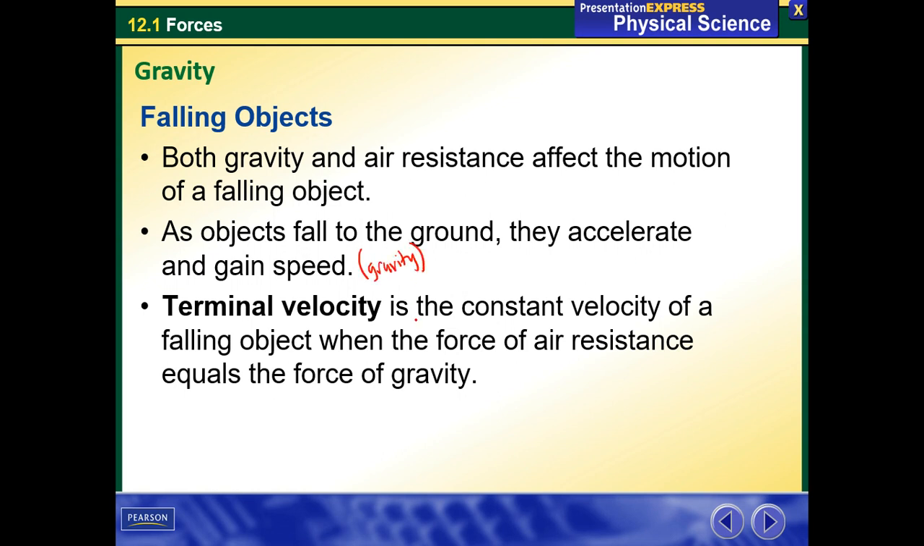However, if you remember when we went over dropping a pebble in a well, I said things cannot keep speeding up indefinitely. Eventually, they're going to reach something called terminal velocity, where terminal means the end. Velocity is another word for speed. So eventually, they're going to max out their speed. They do this when the force of air resistance and the force of gravity equal each other out.